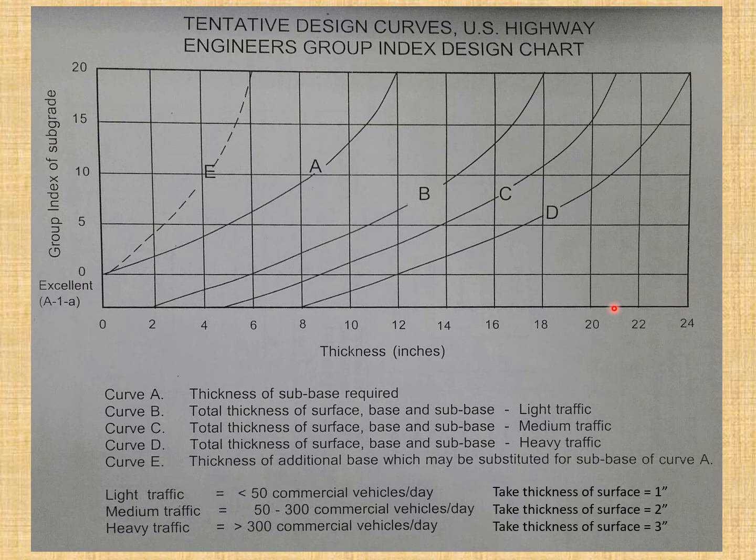And if you want to use curve E, corresponding to 10, you can see here this much thickness, that is the additional base thickness which is required to substitute the subbase of curve A. So in this way you can design your flexible pavement in both cases: case 1 when the subbase is present, and case 2 when the subbase is not there.